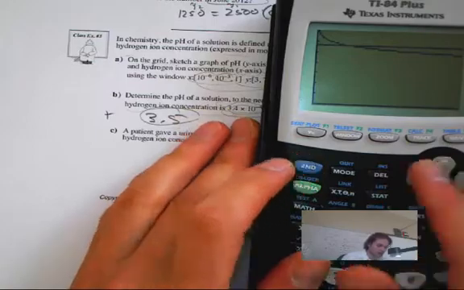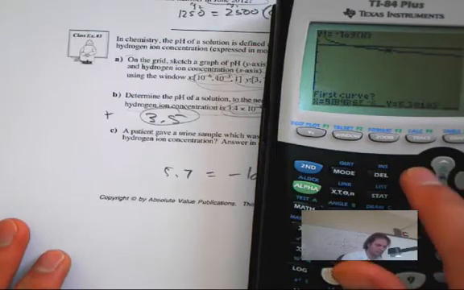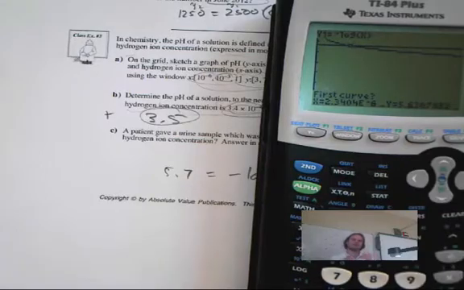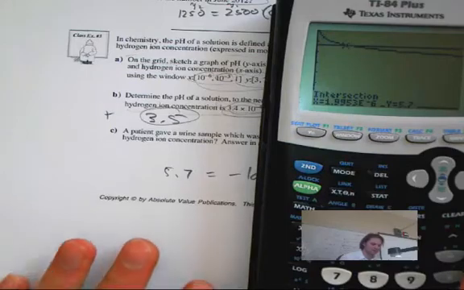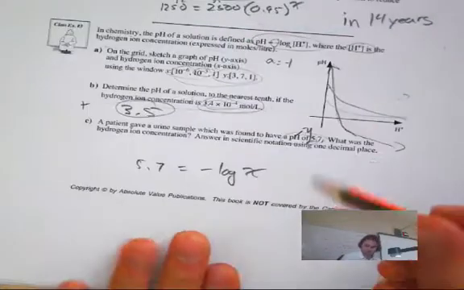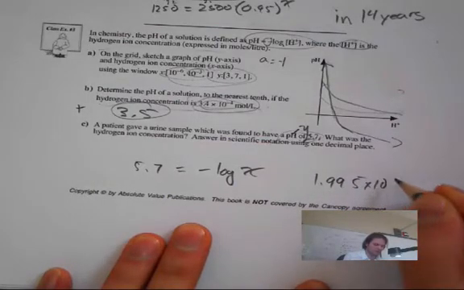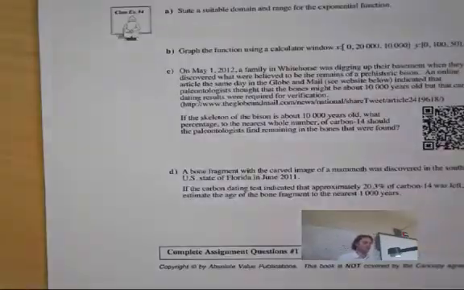So I'm going to now calculate, and I want my intercept. So if you remember, the reason why I changed my window is because I couldn't really see the intersect, but I knew the asymptote, so I had to compress it and narrow it in on my x values. So my first curve's around there, and I get about 1.995 times 10 to the negative 5 as my concentration at that point. Okay? And that's how we do that one. Hopefully you get that.